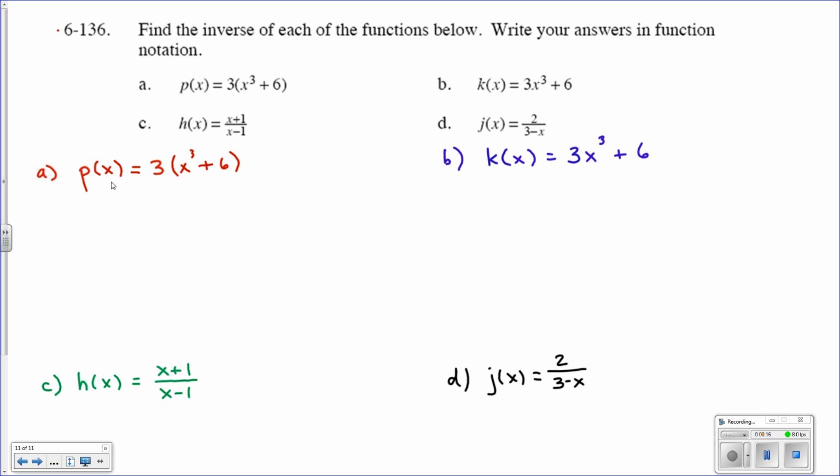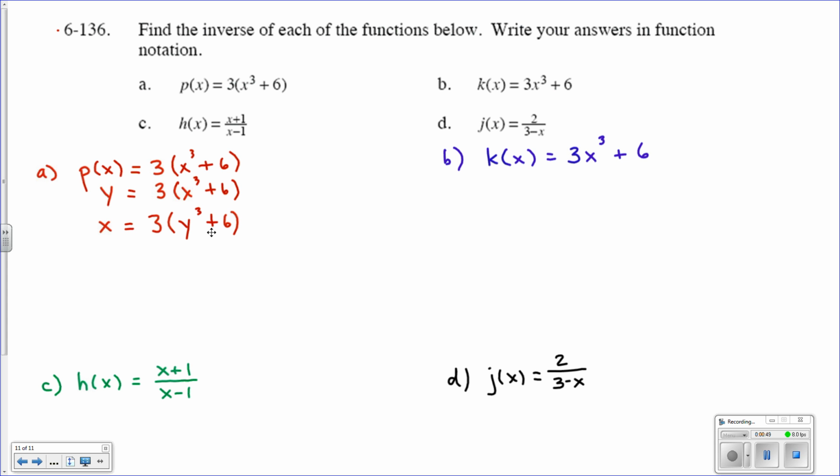So let's start out. We have p of x equals 3 times the quantity x to the third plus 6. Many of you are probably comfortable now with just changing that to a y. Once we have that, remember to flip-flop our x's and our y's. So we actually are going to look at x equals 3 times y to the third plus 6. Then we're going to solve it.